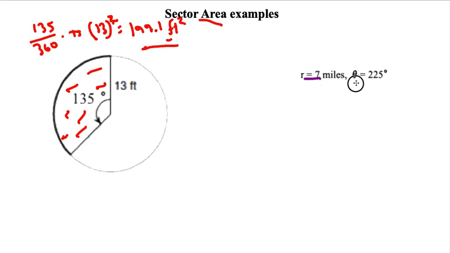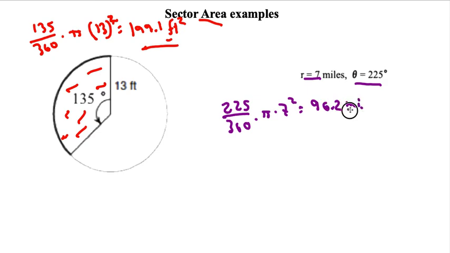The radius is 7. This is the theta, the angle. So 225 out of 360 times pi times 7 squared, which works out to 96.2, and I'm just going to nearest tenth, miles, no good abbreviation. Please don't forget the squared because it is an area. And that's it.